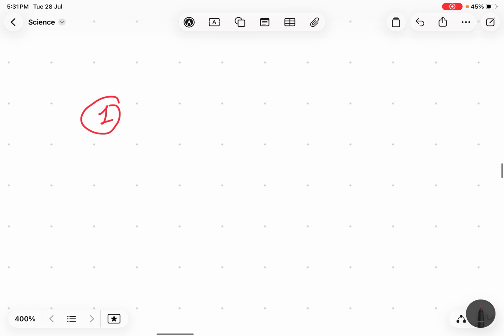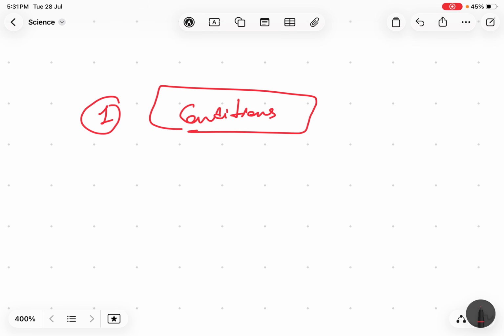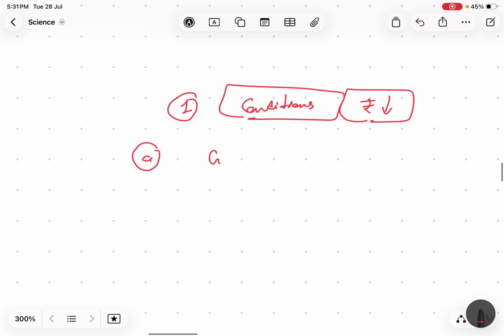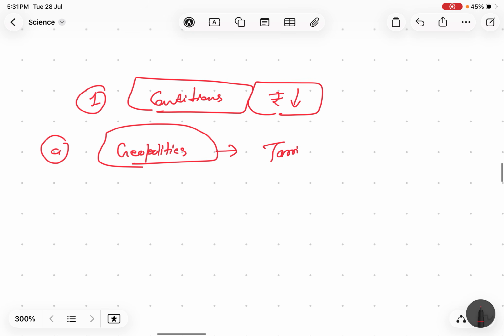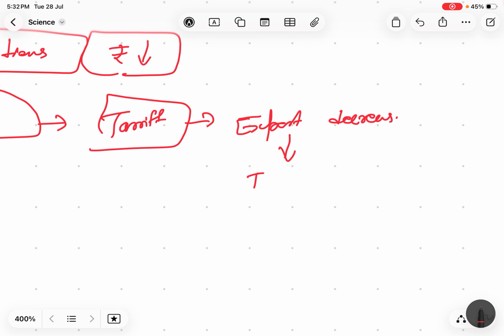The conditions which are making our rupee depreciate. The first one is geopolitics. Geopolitics means, you can say, tariff. Because when there is a huge tariff, your export decreases, and your import stays the same, in a country like India where we import more as compared to export.